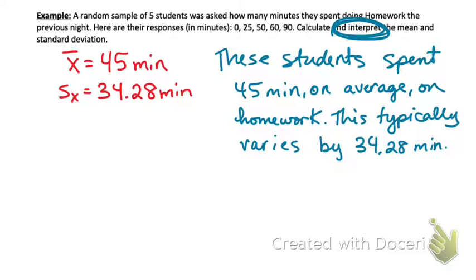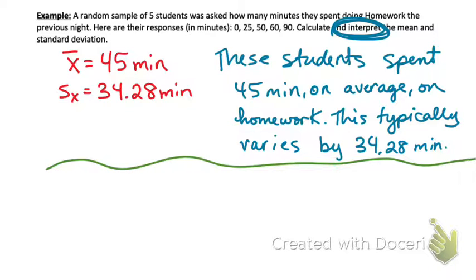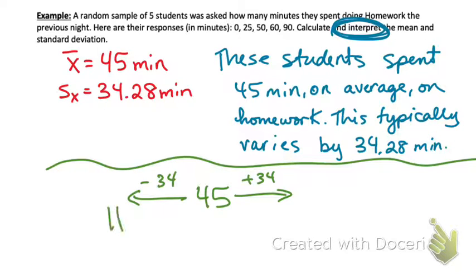So what that tells me is this. Now this is just me trying to help. At this point, that's answering the question. This is now just me trying to help you fully understand and grasp this. On average, these kids spent 45 minutes, give or take about 34 minutes. So these kids spent somewhere between 11 minutes and 79 minutes on their homework. The majority of these kids will be somewhere between there.